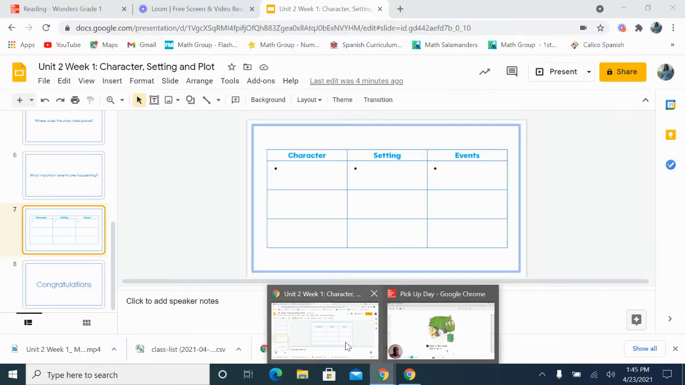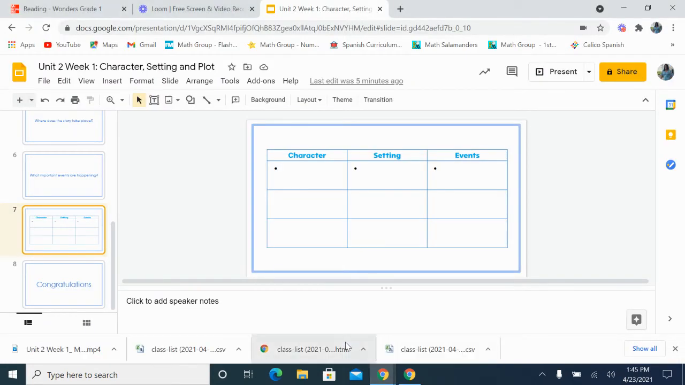Let's stop right there and take a look at our chart. Let's begin filling it out together. Who is the character in the story that we have been introduced to? I'd like you to take a moment and think about your response. If you said Ted, your answer is correct. Let's write that on our paper.